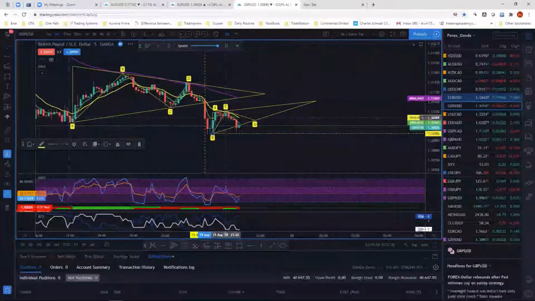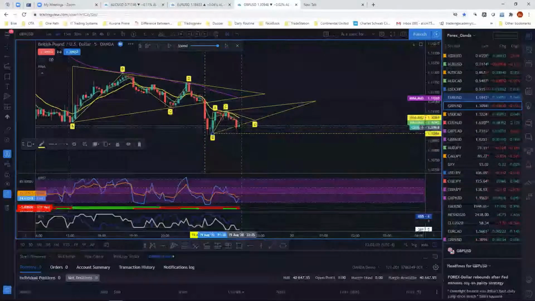Didn't close. Now it did break the trend, but it didn't. It broke the trend. It closed below the trend. Have a blue candle, came up, tested the wedge, couldn't close above the wedge. That's a significant area right there.